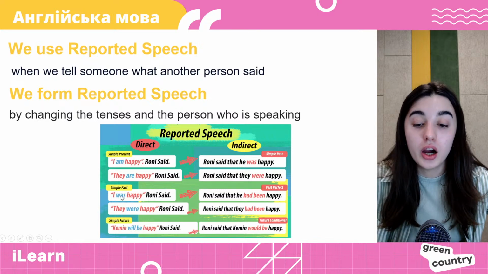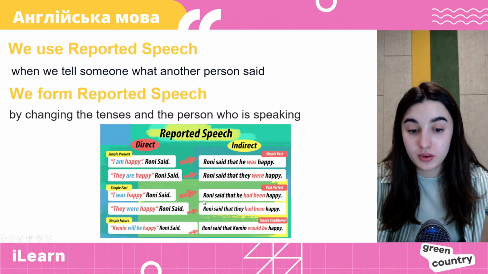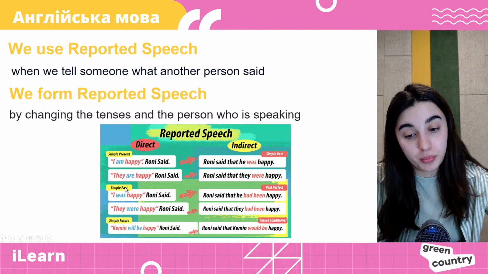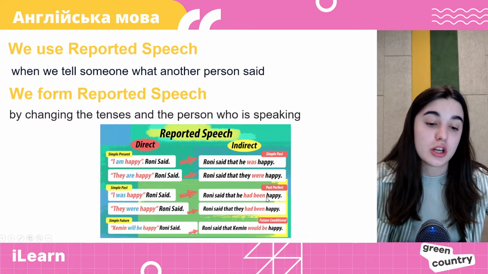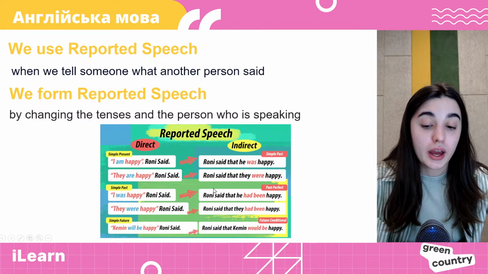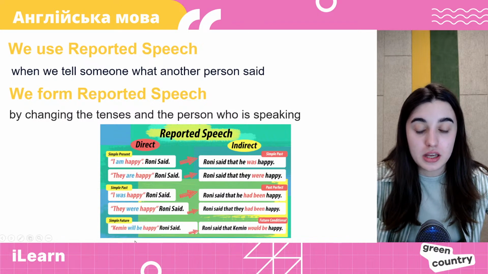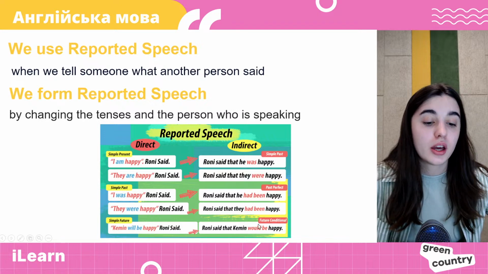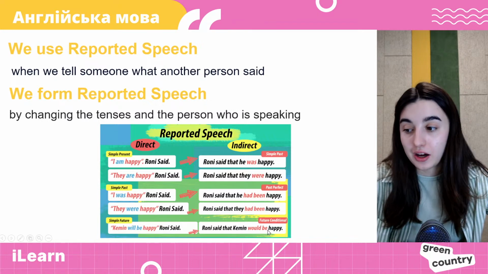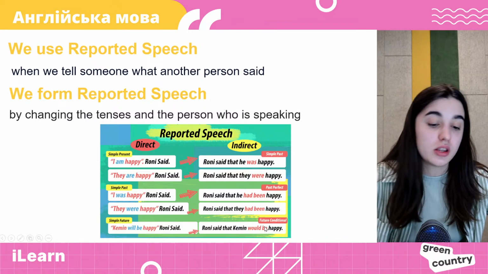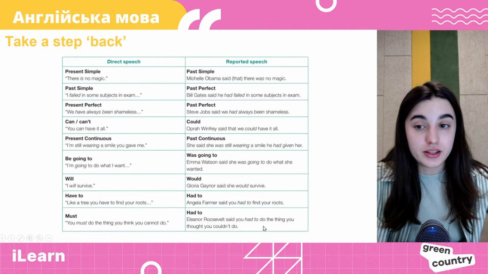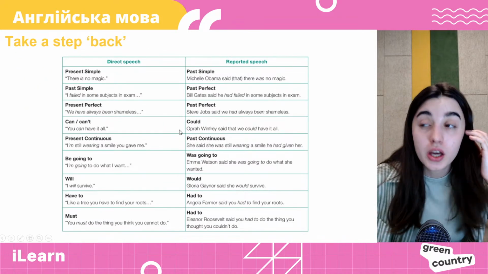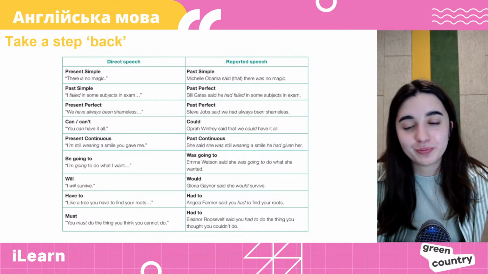Next. "I was happy," Ronnie said. Ronnie said that he had been happy. Past simple in the direct speech we change into past perfect. And it's the same with future, that we had future simple, will be happy. There we have would be happy. So we change will into would. And I call this rule a step back, крок назад, крок у минуле, you can say.